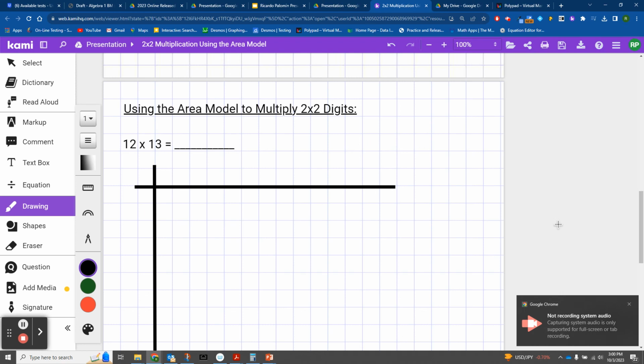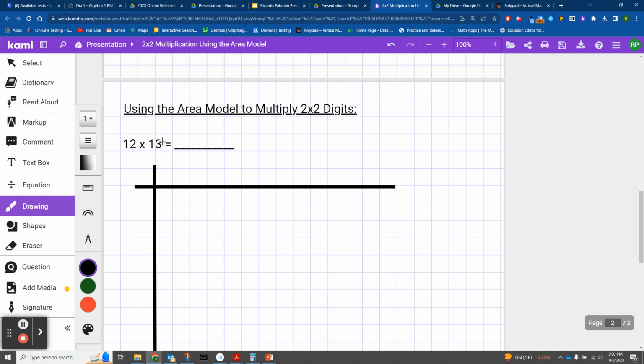Hello, everybody. This is Mr. Bowman. I'm going to be walking you through how to use the area model to multiply 2 by 2 digits. For example, we'll start with an easy one, 12 times 13.